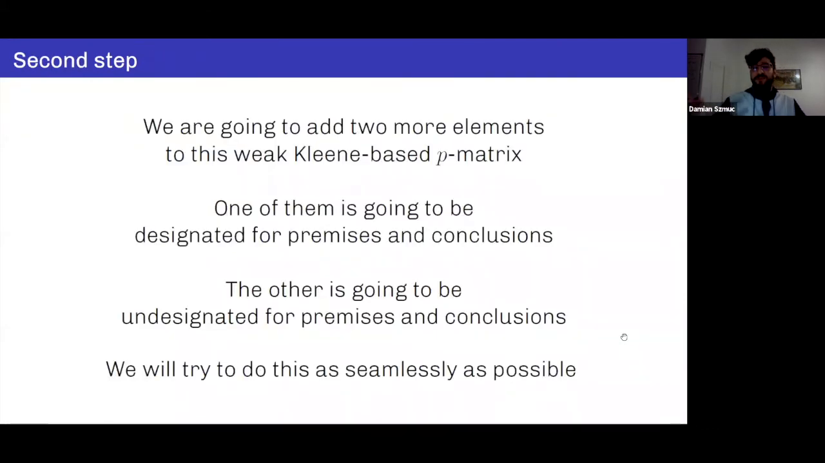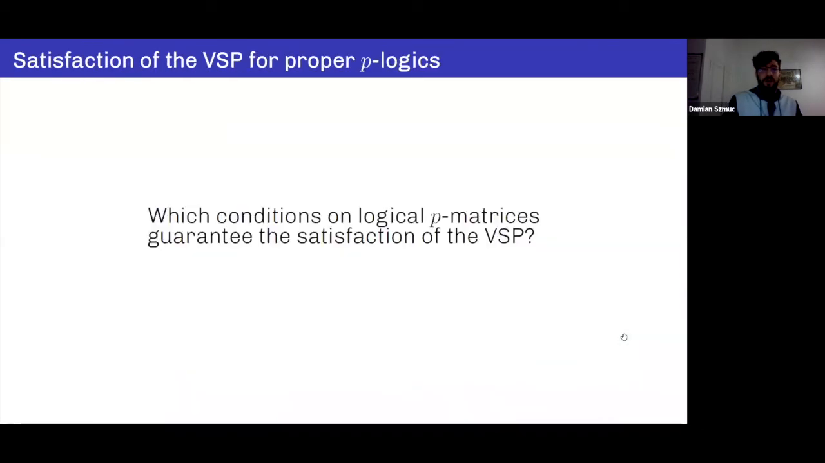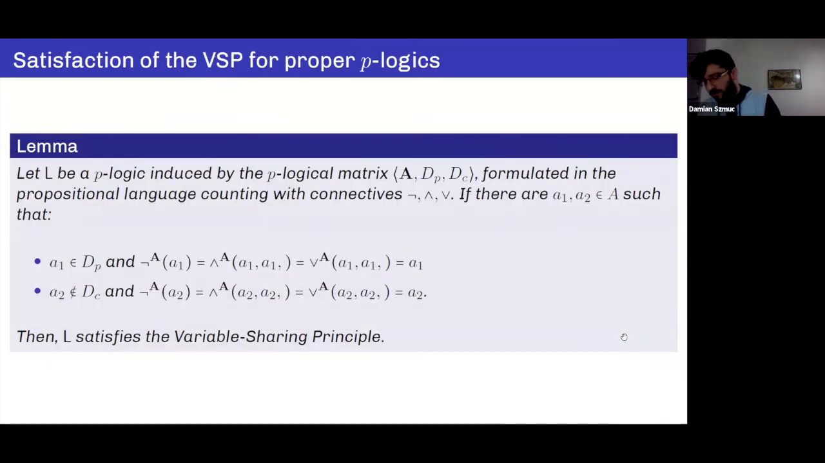Okay, second step. Here is the crucial part. The second step is that we're going to add two more elements to this weak Kleene based P matrix for classical logic. And we're going to do that according to the results that we had before, which spelled out some details which suffice for the satisfaction of the variable sharing principle in the context of a P matrix, right?